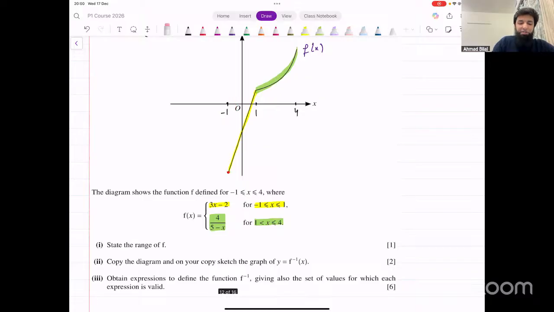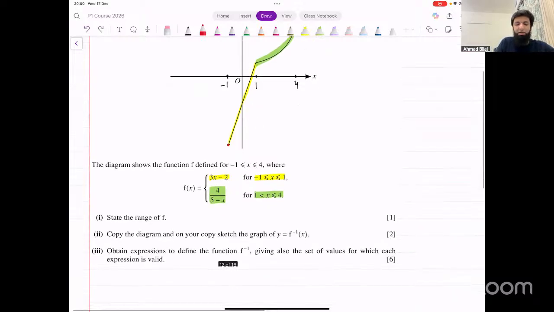Now, which expression do we put that value in? It's a straight line in this part, right? So it relates to the yellow part. So what we can do is in the yellow part, we can input x equal to -1. What's the value of y that we get from this? 3 into -1 minus 2. That will be -3 minus 2, which is -5. So that means this point here is -5.